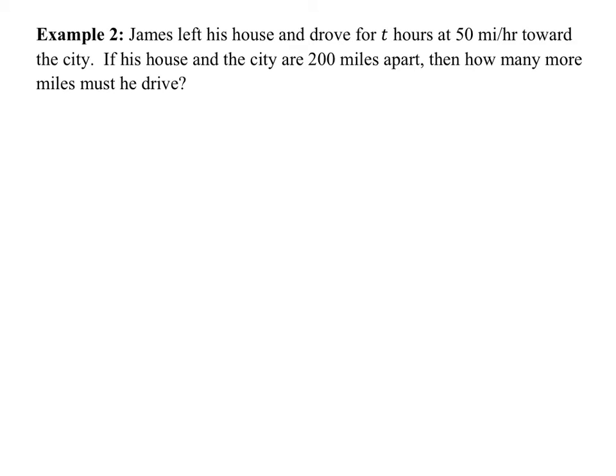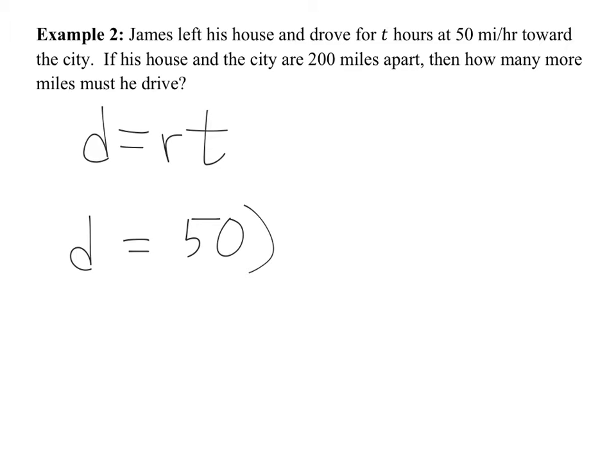Jeffrey? 50t. And think about this for a second. This is one of our basic equations in math. Distance equals rate times time. If we're trying to figure out how far James has traveled in distance, we say that the distance he's traveled is the rate, which is 50 miles an hour, times the time that has gone by. That's how far James has traveled. So how much is left is just 200 minus that quantity.